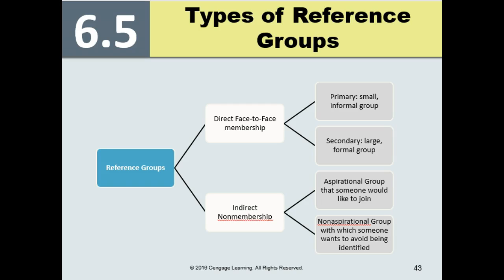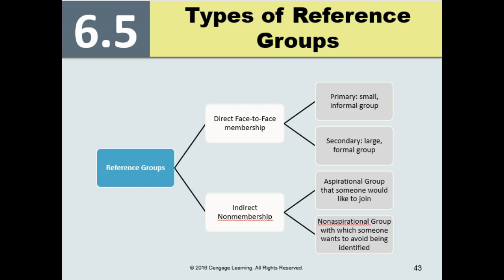People associate with secondary membership groups on a less consistent basis, not very regularly, and it tends to be on a more formal basis. These could be clubs, professional groups that you would be part of, religious organizations, things like that.